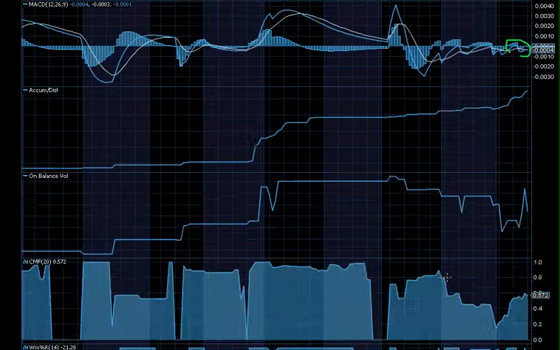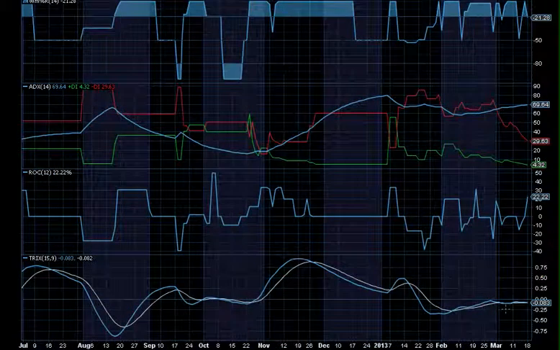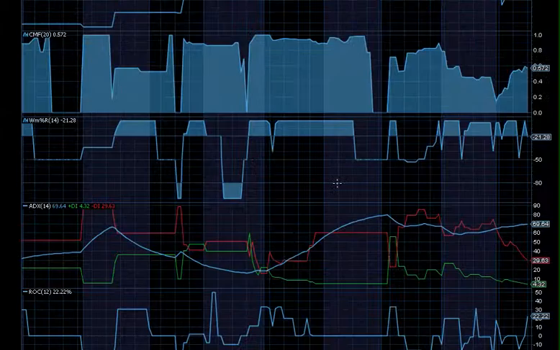That's the MACD there that I just circled. You're going to want to watch for positive divergence there. And the TRIX is right here. Again, same story, watching for positive divergence and a curl up.